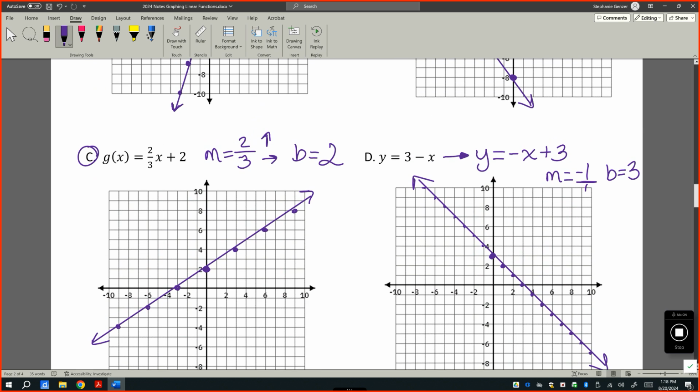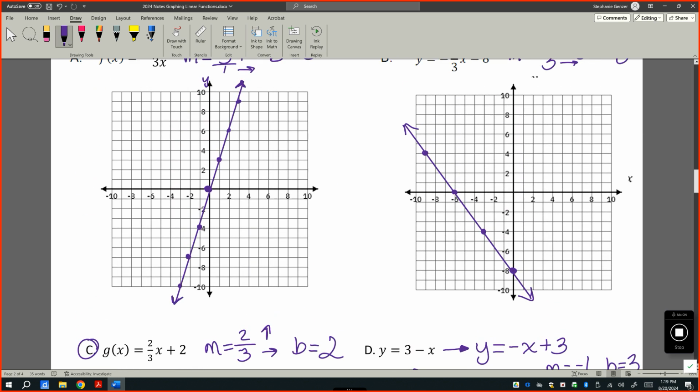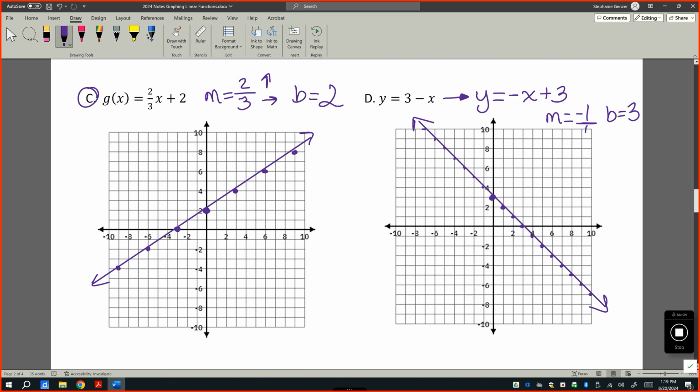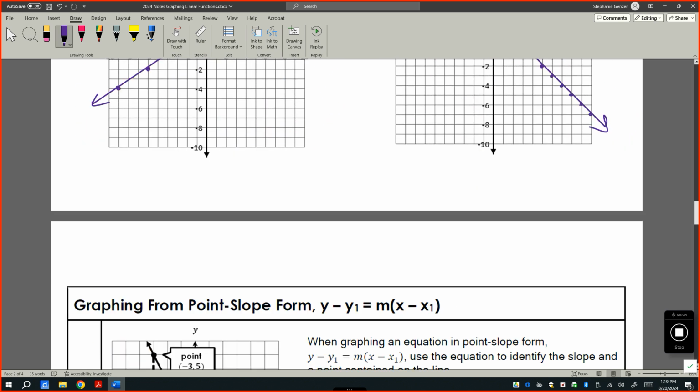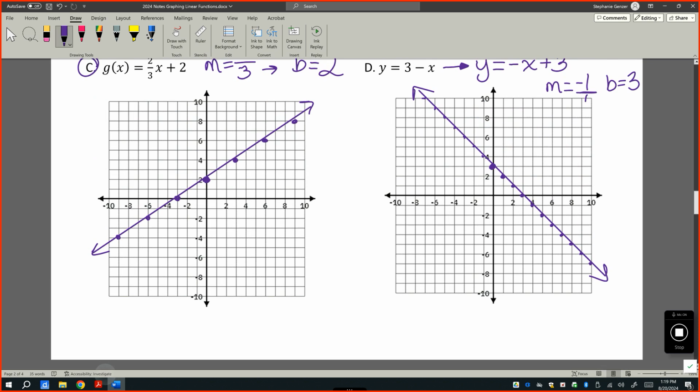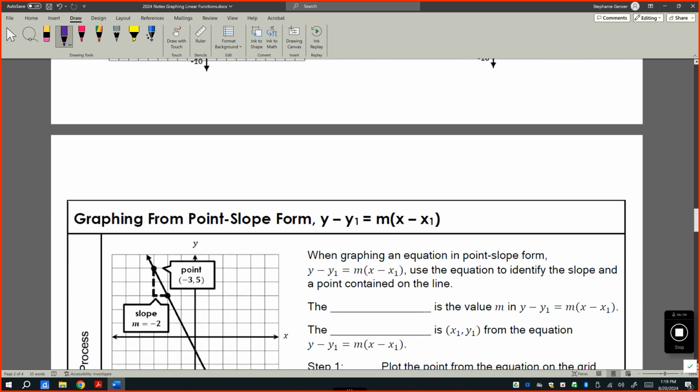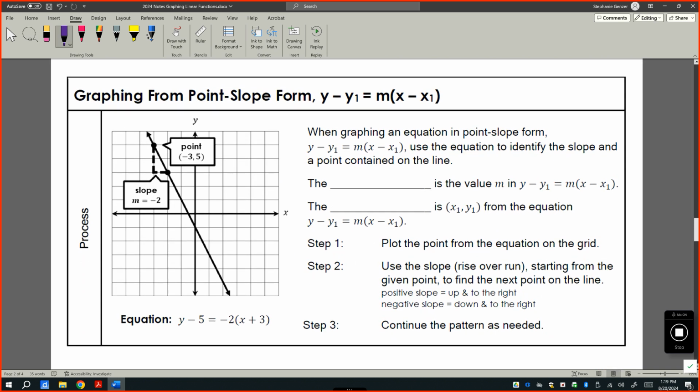Okay, so slope-intercept form. That's about 3 days of Algebra 1 in just a few minutes. Good? Maybe a little bit. You'll get a chance to practice. Don't worry. Okay, let's look at point-slope form.